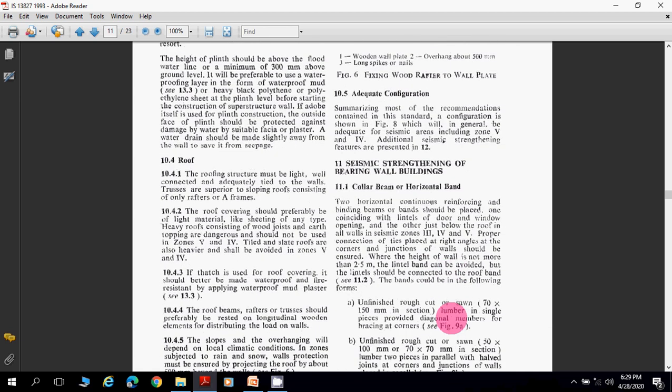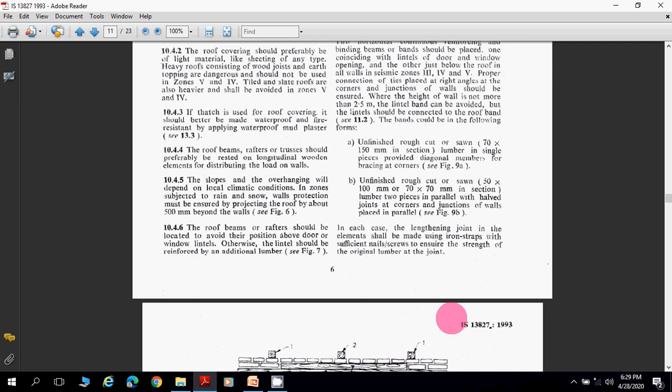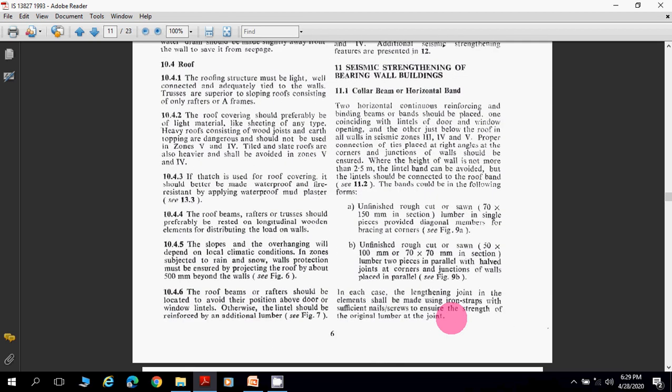What are the seismic strengthening measures of bearing wall buildings? Collar beams or horizontal bands are provided. Two horizontal continuous reinforcing and binding beams or bands should be placed, one coinciding with the lintel of doors and windows, and the other just below the roof in all the walls, as we have seen in the previous lecture, that is, above the lintel level and just below the roof. The horizontal bands are to be provided in seismic zones 3, 4 and 5.